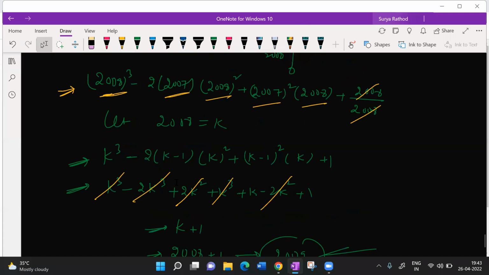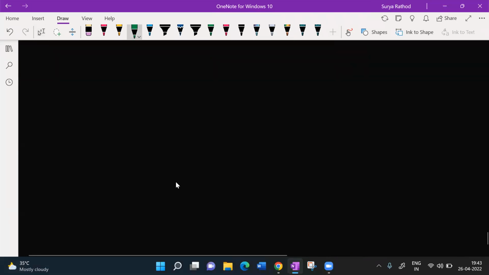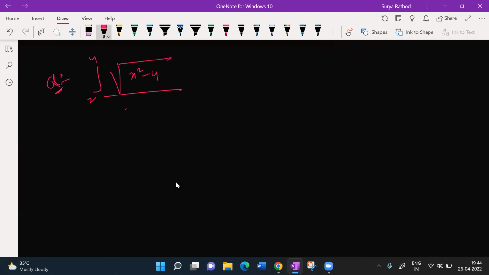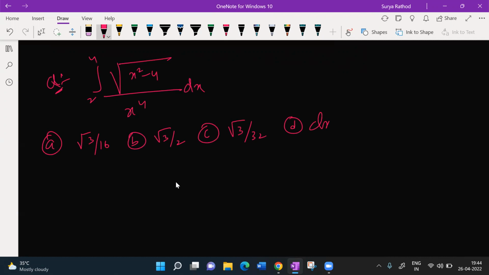Okay. Next, I'll give one more question. Please take this question as homework probably. The integral from 2 to 4 of square root of x square minus 4 divided by x to the power of 4 dx. Option A, root 3 by 16. Option B, root 3 by 2. Option C, root 3 by 32. Option D, root 3 by 4.